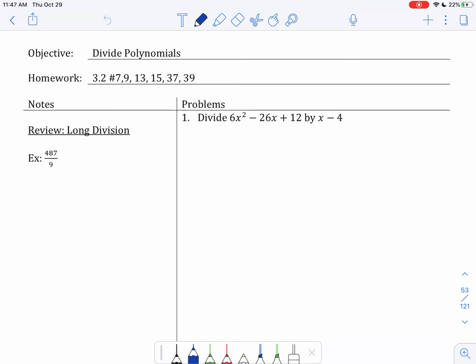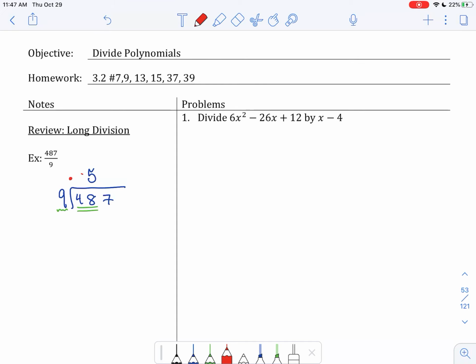So quick, let's review how long division works in general. If I have a fraction, a ratio problem, like what we see over here, 487 over 9, we can write that as the division problem of 9 dividing 487. We ask ourselves, how many times does 9 go into, and we just look at the first little bit of the number. How many times does 9 go into, in this case, 48? So we'd say, oh, that goes in 5 times.